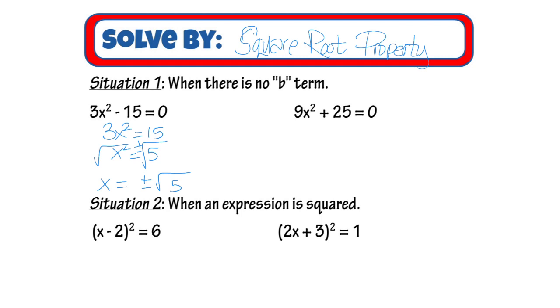You should still be getting 2 answers all the time because it's an x squared. All right, here's my next one. I'm going to subtract the 25.